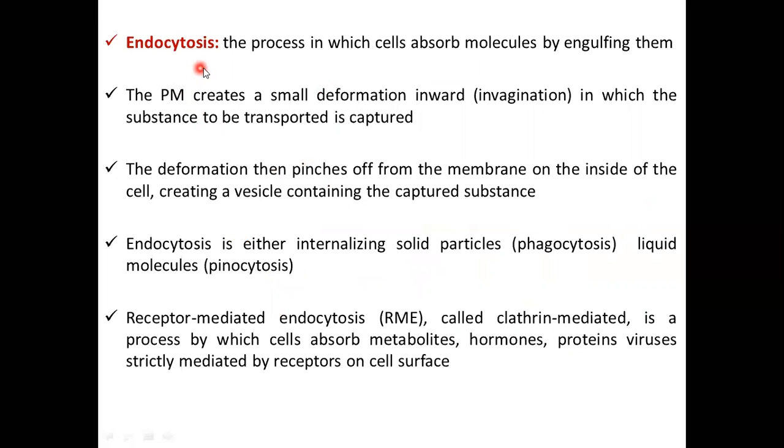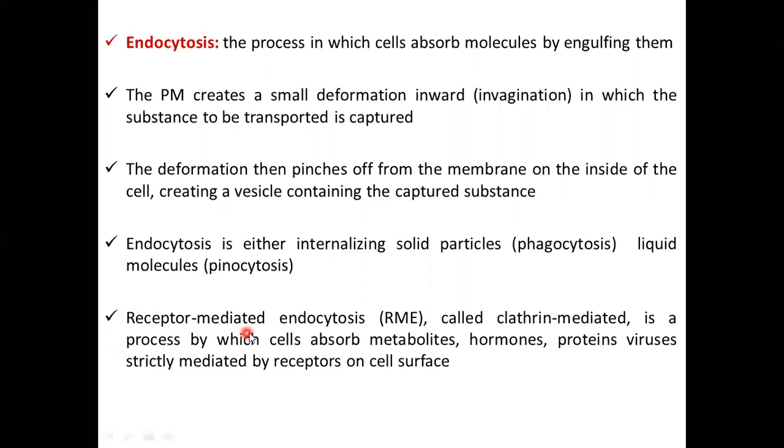The next type of active transport is endocytosis. It is the process in which the cell absorbs molecules by engulfing them, by eating them. The plasma membrane creates a small deformation inward, known as invagination, in which the substance to be transported is captured. The deformation then pinches off from the membrane onto the inside of the cell, creating a vesicle containing the captured substance. Endocytosis is either internalizing solid particles, known as phagocytosis, or liquid molecules, known as pinocytosis.